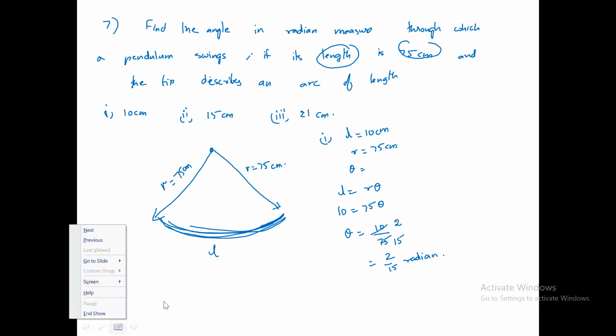In the second one, same. Radius is 75 centimeters, theta we don't know. But the length of the arc is 15 centimeters. So L equal to R theta, 15 equal to 75 theta. Theta is 15 by 75. 15 ones, 15 fives. So theta is 1 by 5 radians. With 15 you can cancel that.